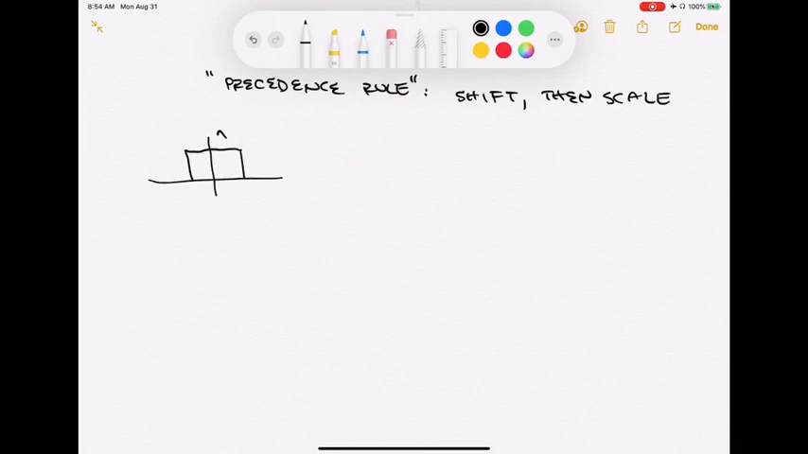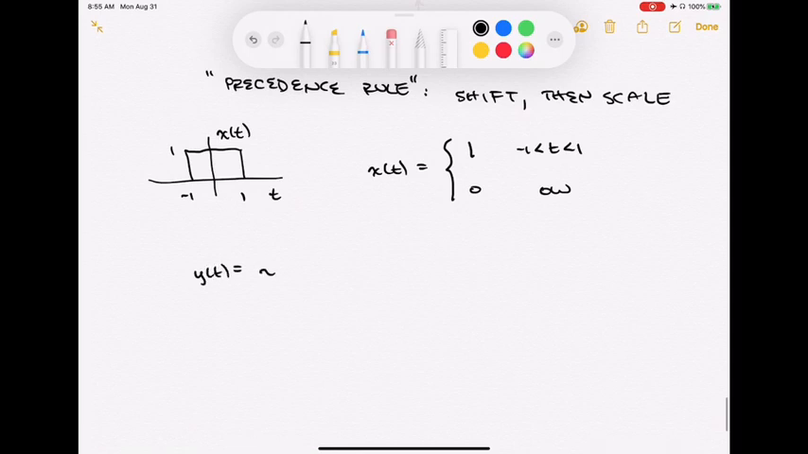Here is a function x of t. And it is going from -1 to 1, right? Height 1 as a function of t. So let's write out a definition of x of t. x of t equals 1, right? When -1 is less than t is less than 1, and it's 0 otherwise, something like that. We had in this particular problem come up with a new signal y of t. y of t was equal to x of 2t plus 3.